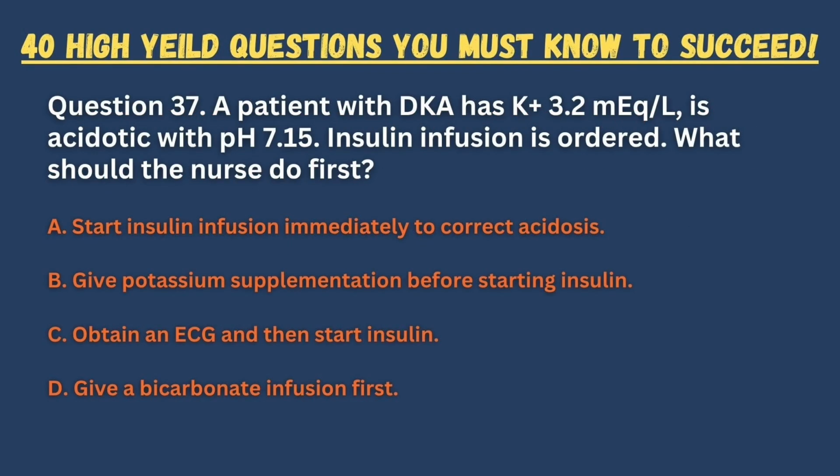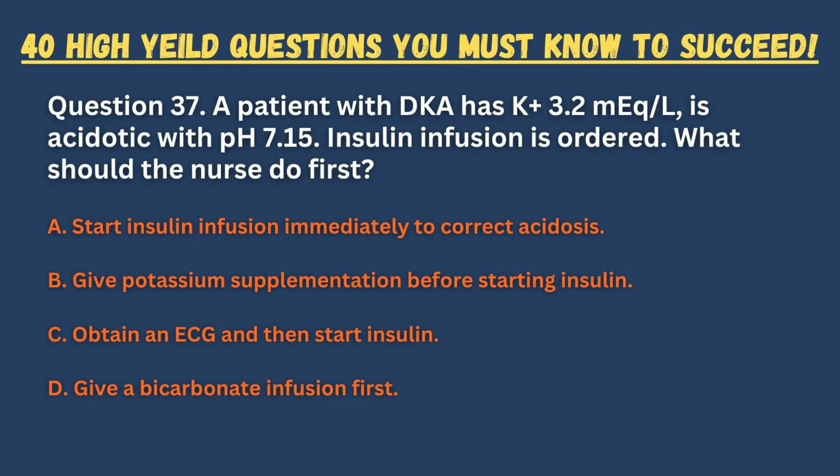Question 37. A patient with DKA has potassium ion 3.2 milliequivalent per liter, is acidotic with pH 7.15. Insulin infusion is ordered. What should the nurse do first? A. Start insulin infusion immediately to correct acidosis. B. Give potassium supplementation before starting insulin.